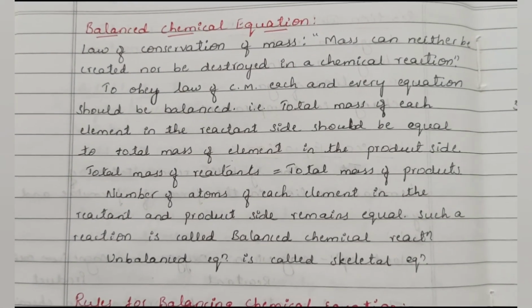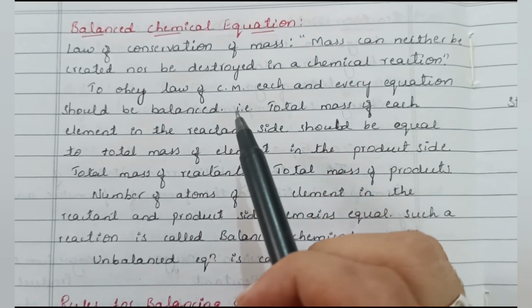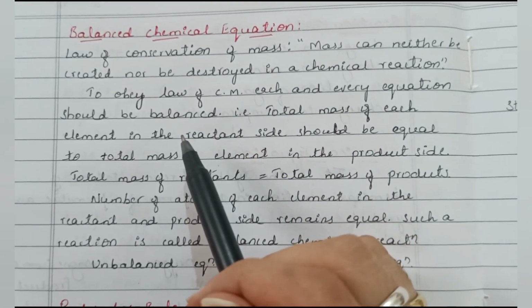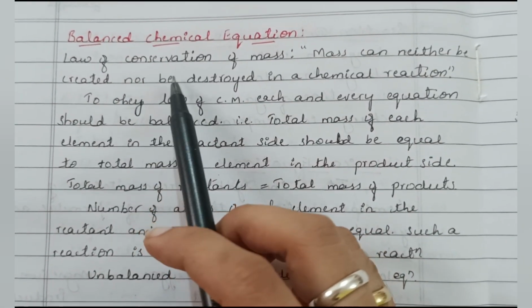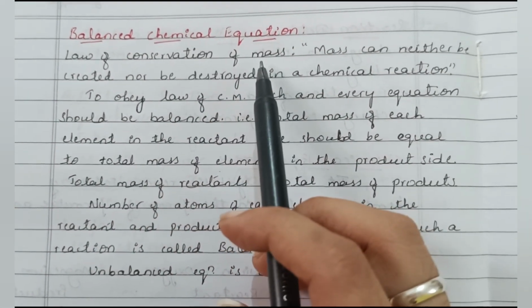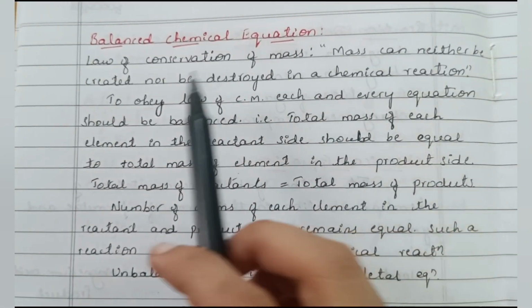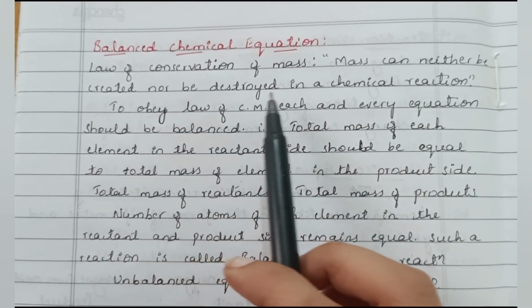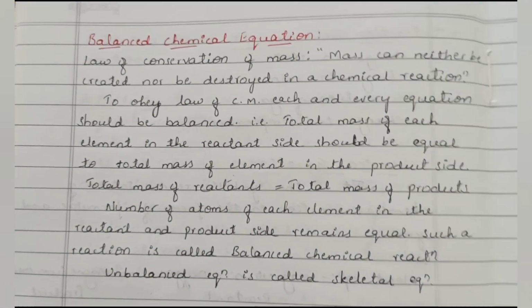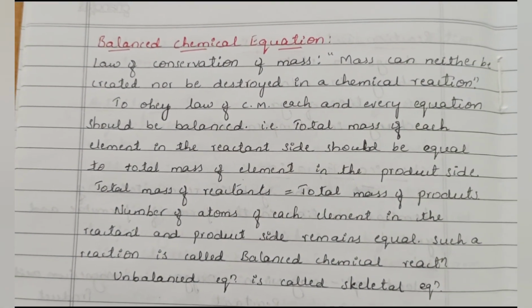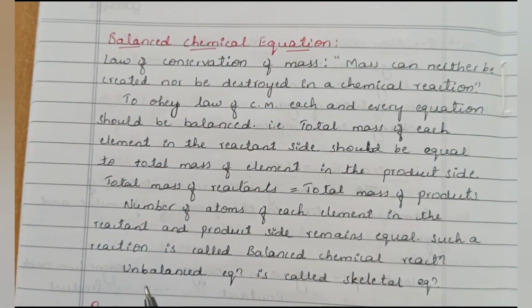Next topic is balanced chemical equation. Why do we have to balance the chemical equation? What is a balanced chemical equation? To know more about this, first we will study the law of conservation of mass. What does it say? Mass can neither be created nor be destroyed in a chemical reaction. This is the law. So to obey this law of conservation of mass, we have to balance each and every equation.